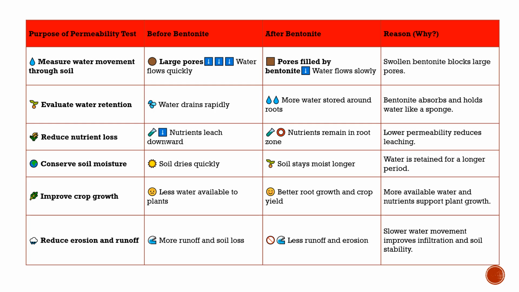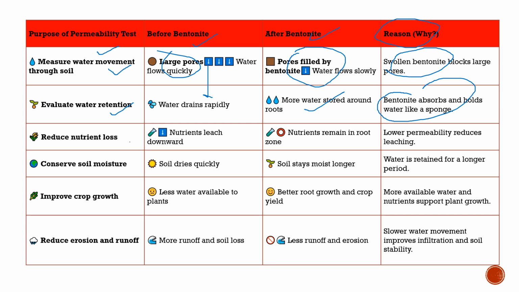If you look at this table, see the purpose of the different columns: before application of bentonite, after application of bentonite, and the reason. In brief, if you look at water movement, before application, water flows very quickly. After application, pores will be filled with bentonite, so water flows very slowly because swollen bentonite blocks the soil pores. If you look at water retention, before bentonite, it rapidly drains. After application, it stores more water because bentonite blocks the pores and absorbs the water like a sponge.